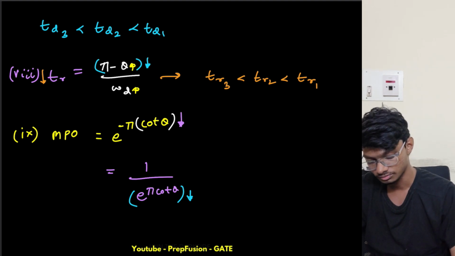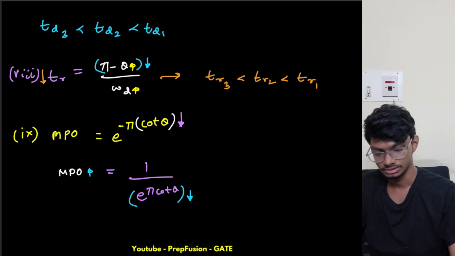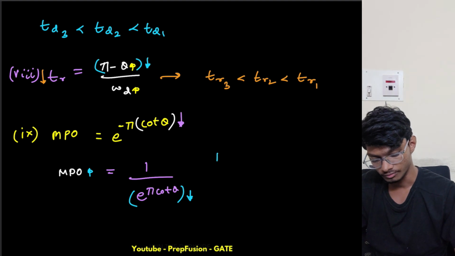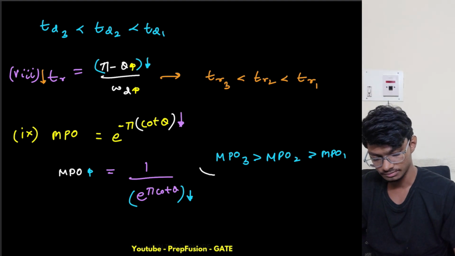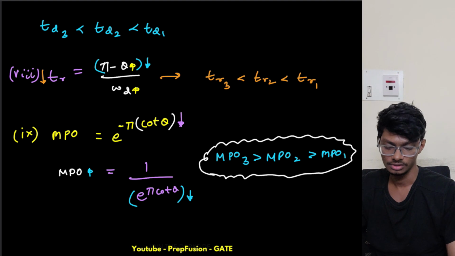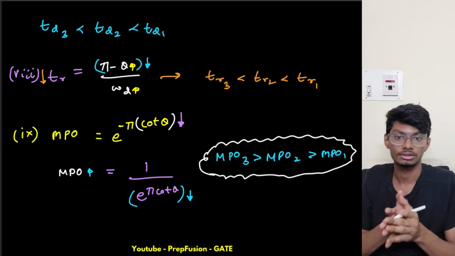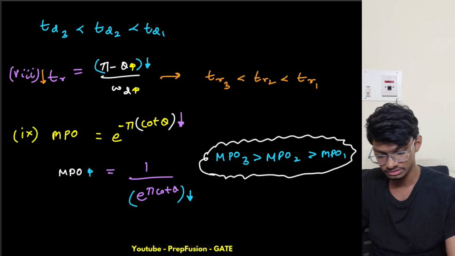Hence my MPO will increase. So I can write, MPO 3 will be greater than MPO 2 will be greater than MPO 1. So this is basically my relation for maximum peak overshoot. From all this information, I can plot the unit step response. So this information is very important.